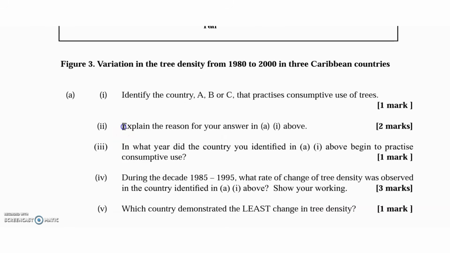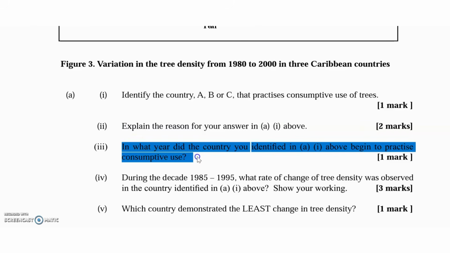Part 2 basically asks us to indicate a reason for your answer. Now for 2 marks, very quickly, we know for sure from the graph that country B was the only line associated with a decline, which is typically associated with a decline in tree cover, that is, tree density, within a 20-year period.